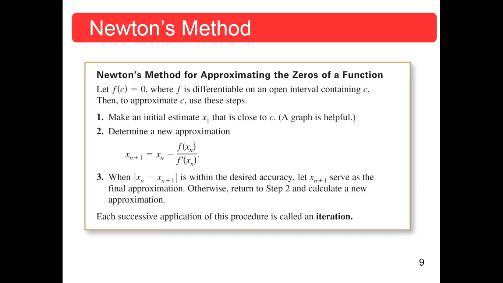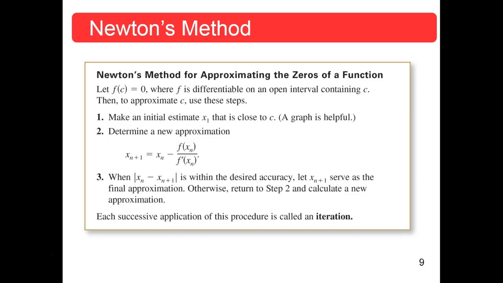Let f of c equal 0, where f is differentiable on an open interval containing that number c. Then to approximate the c, use these steps. Make an initial estimate x1 that is relatively close to c. A graph is helpful. If you have a graphing calculator or a graphing program on your computer, do it and see if you can get something close. Then determine a new approximation. Okay? Pick an x1, then your x2 is going to be your x1 minus f of x1 over f prime.